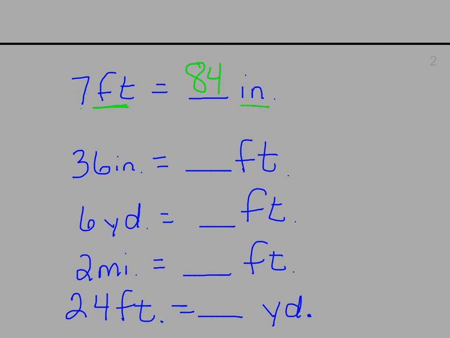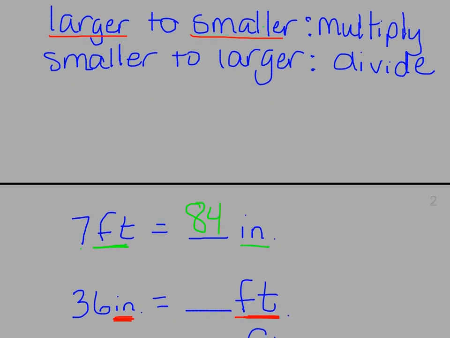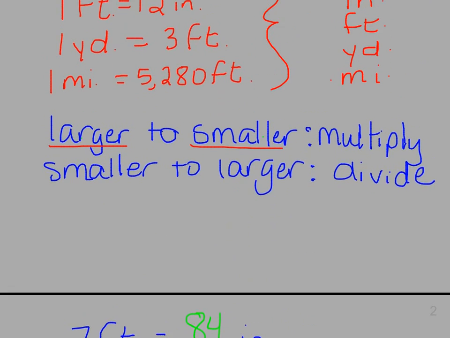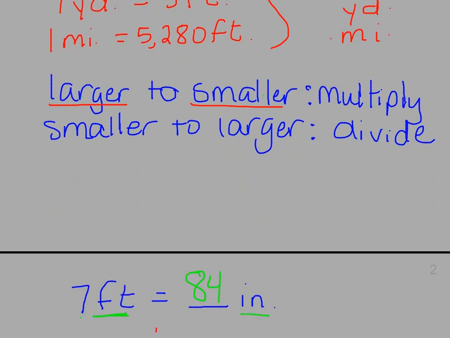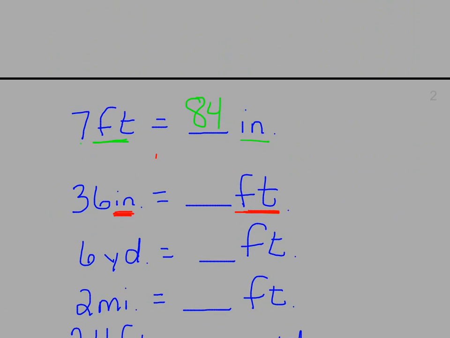Looking at 36 inches to feet, this time we're starting with inches and we're going into feet. So this means we're starting with the smaller one and going to the larger one, which smaller to larger means we're dividing. And again, we're using that same conversion of 12 inches in 1 foot. So how many feet are 36 inches? You'd say 12 into 36. And there are 3 feet in 36 inches.